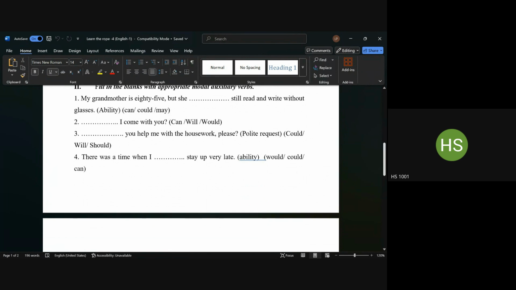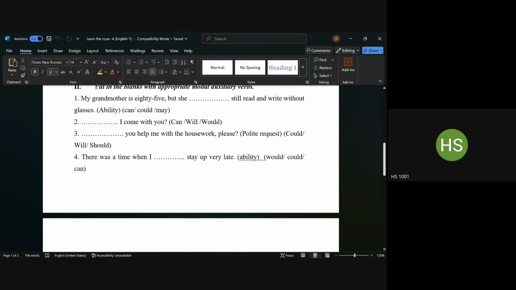What are the answers? Ability. Ability is shown by what? If it is given as ability, you don't have to think about anything. The direct answer would be "can," right? My grandmother is 85, but she can still read and write without glasses, right?